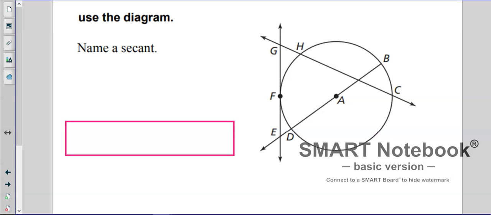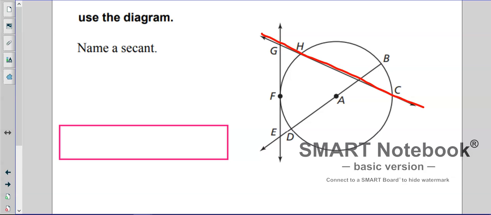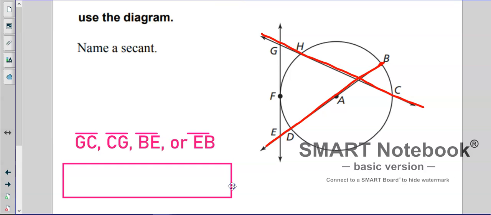Name a secant. Remember, a secant goes through both parts of the circle. So some of you might think, what about ED? Well, it's not going through the circle, technically, but it is hitting here. All right. So this would qualify as a secant. So either one of those: GC, CG, BE, or EB.